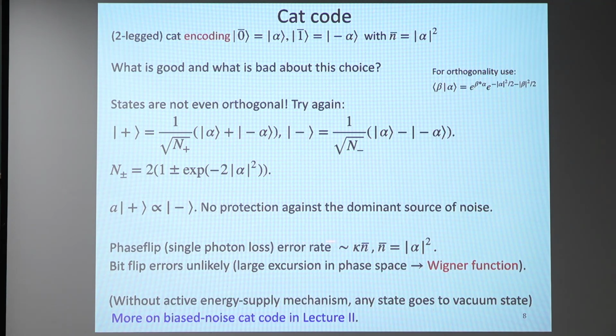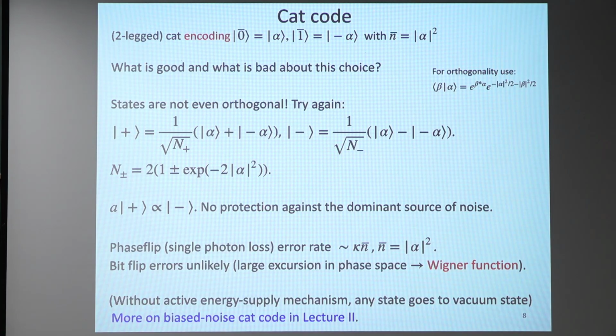And so this phase flip error rate gets worse if alpha is larger, but you expect this bit flip error rate to get smaller if alpha is larger. And not just linearly in alpha, but something that is exponential in alpha. But okay, we'll come to this.